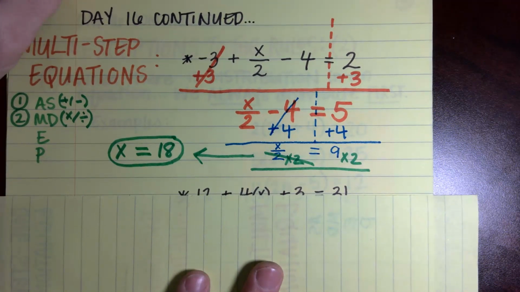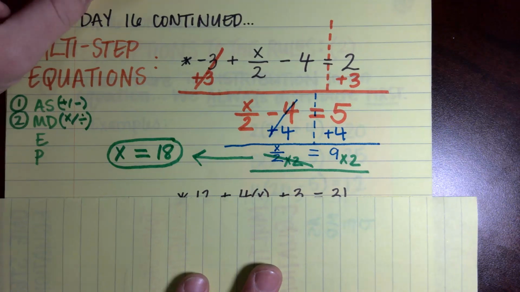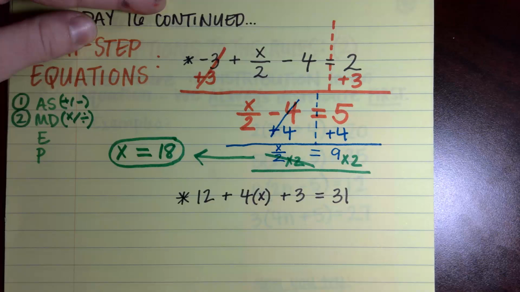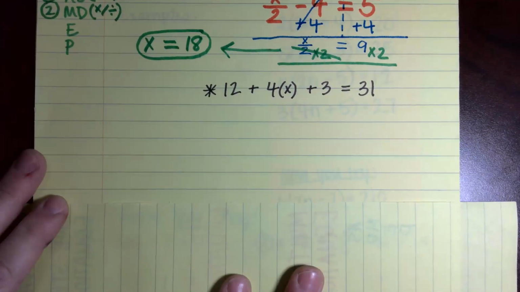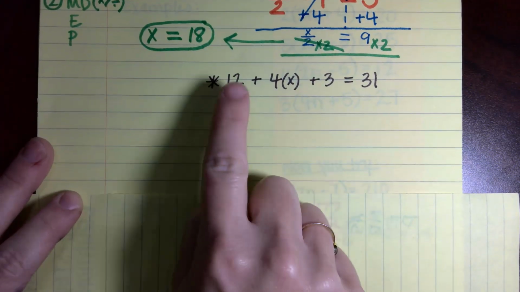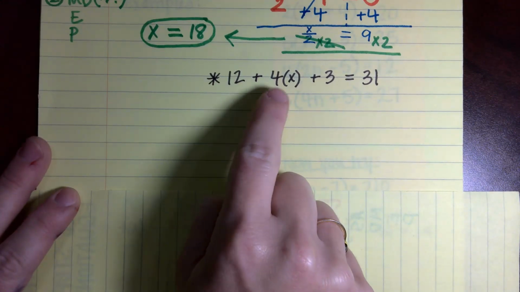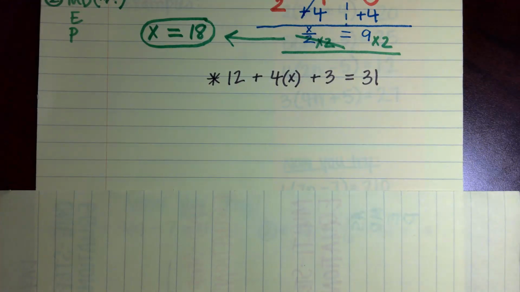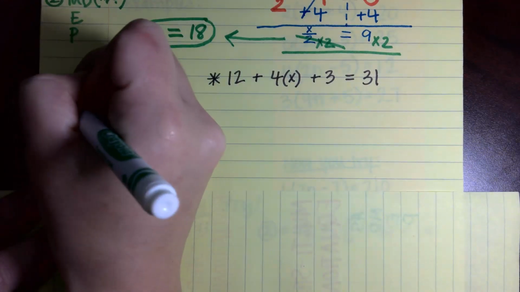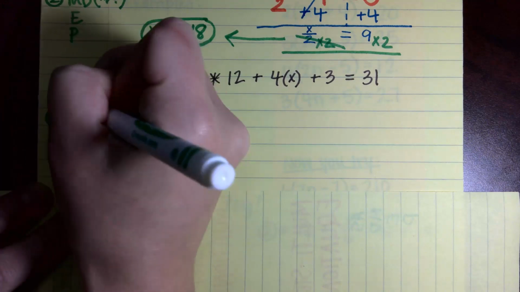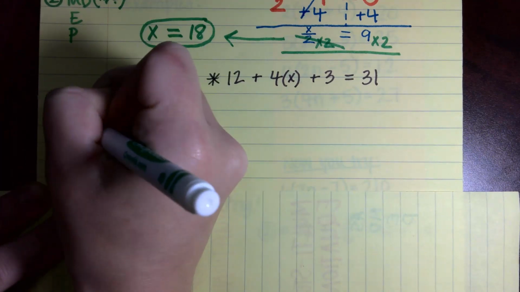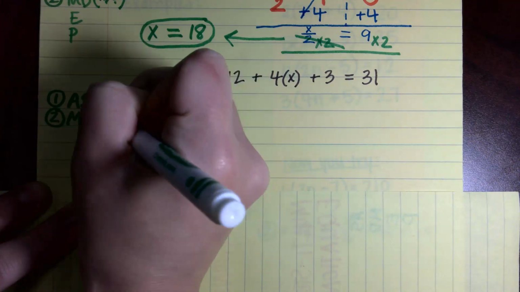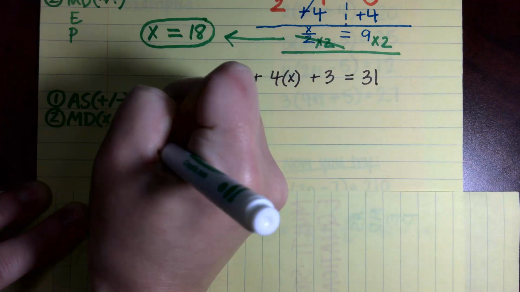I'll give everybody a minute to write if they're still doing that now. Anybody still need this question? Okay, let's try another multi-step equation together. I'm giving you 12 plus 4 times x plus 3 equals 31. I'm going to write out to the side my steps again just so I can keep track. Remember, first I do addition and subtraction, then I do multiplication and division. And I'm going to make this little guide for you here.